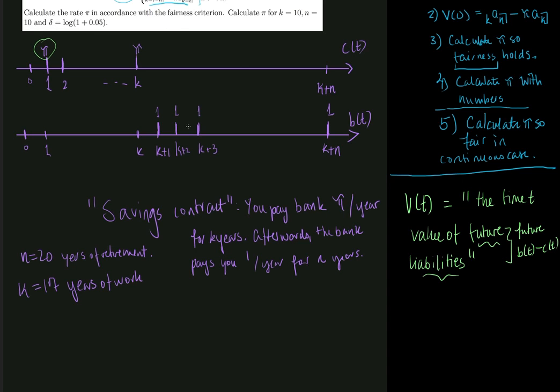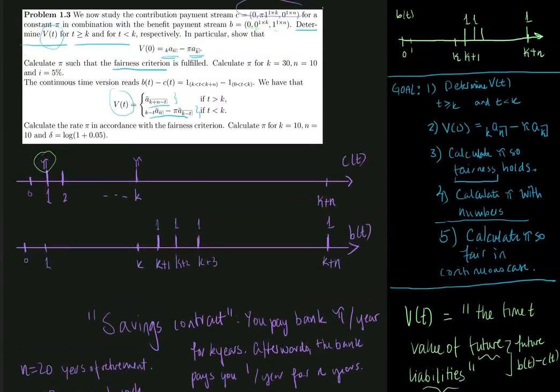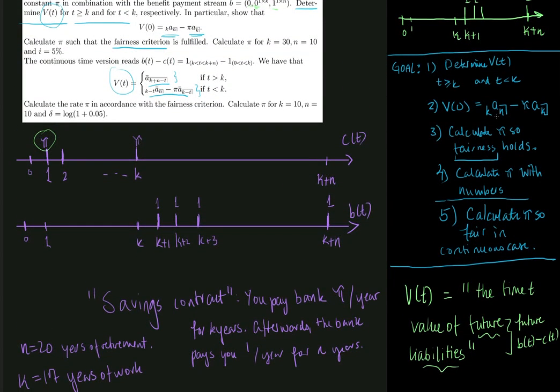So we're looking at the future at any time point t, and then we want to discount all the future payments back to time t in this exercise. And why are we interested in V of 0? Well, we want to know the time 0 value of all future liabilities, because if we know that, then we're able to find exactly what pi the bank needs to charge you in order for fairness to hold.